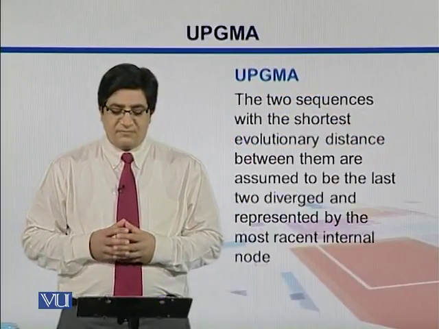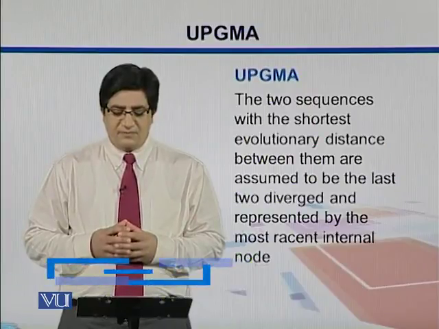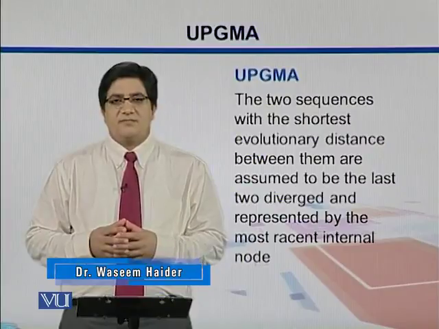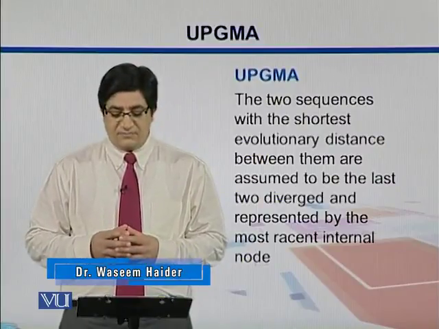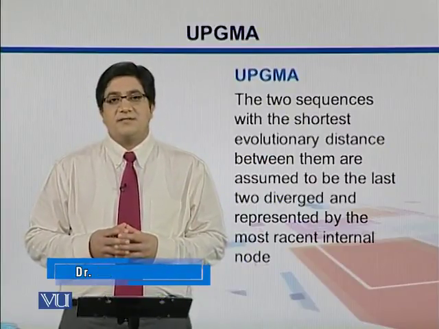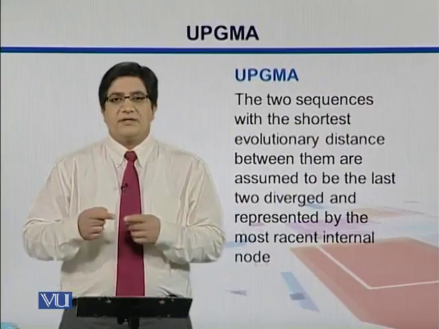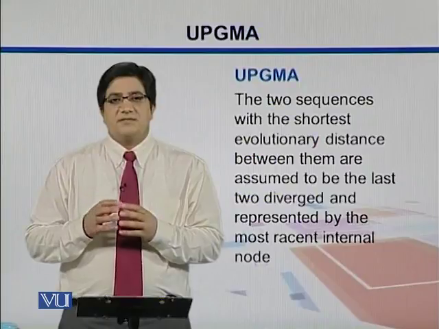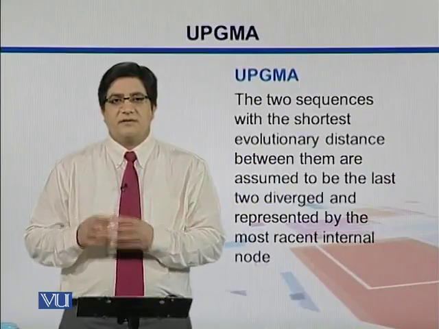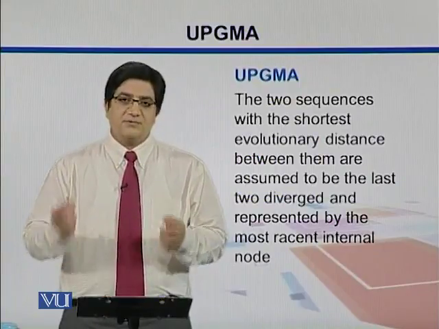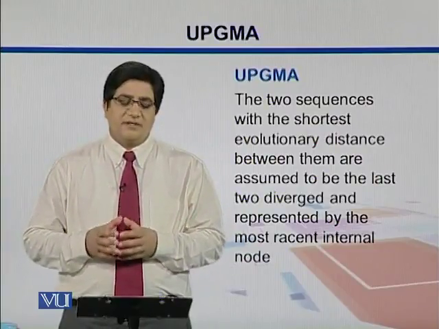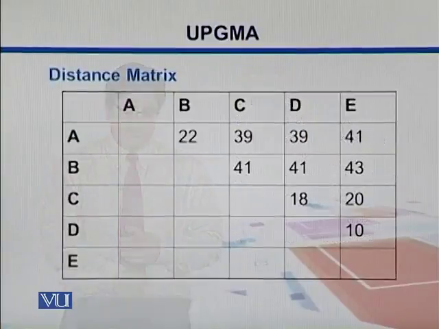So the two sequences with the shortest evolutionary distance between them are assumed to be last derived or last diverged from some common ancestor. So they are kind of correlated in evolution with one another. So it takes the sequences where we have the shortest distances and puts them together at first, and then keeps on adding further sequences, and in the end it can come up with an integrated tree.